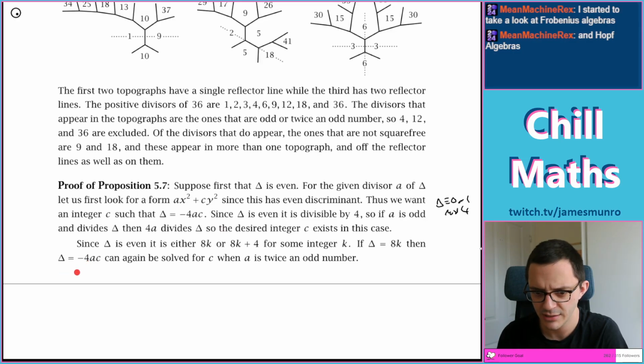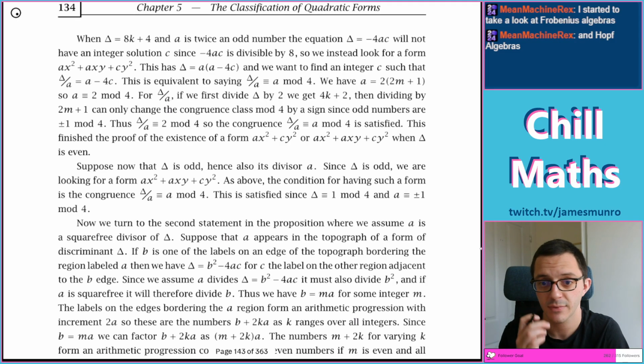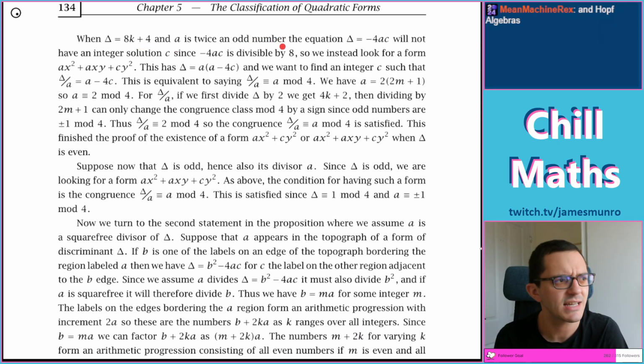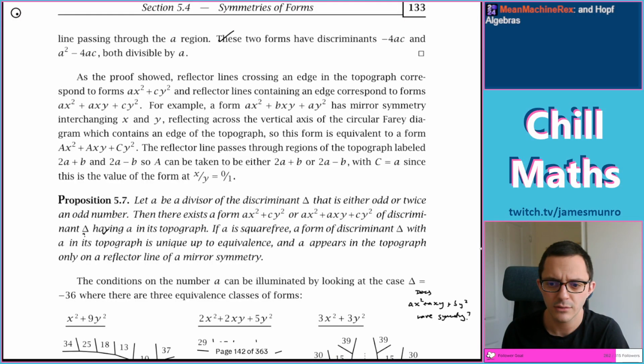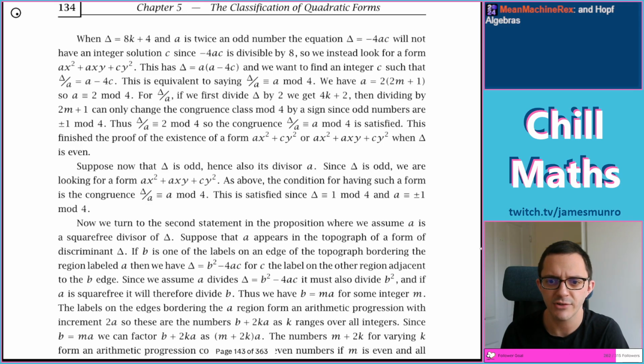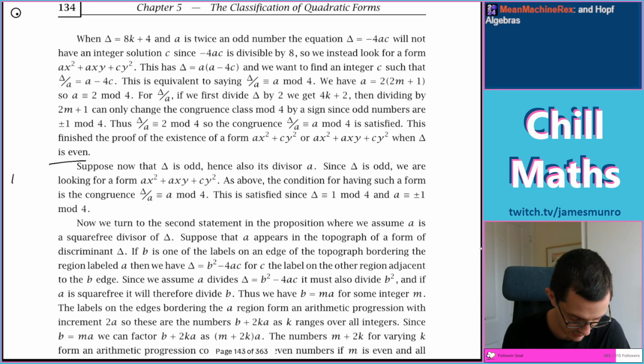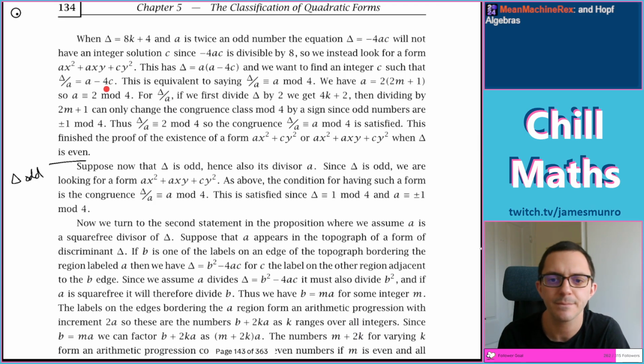So that's okay. But I'm worried about the case where delta is 8k plus 4. And I think I'm going to need to use the other form for that, the other shape. So when delta is 8k plus 4 and A is twice an odd number, this is the case we haven't done yet. I've only been thinking about delta even so far, right? Is that part of proposition 5.7? No. So we're going to have to do delta odd next. There's delta odd. It's down here.